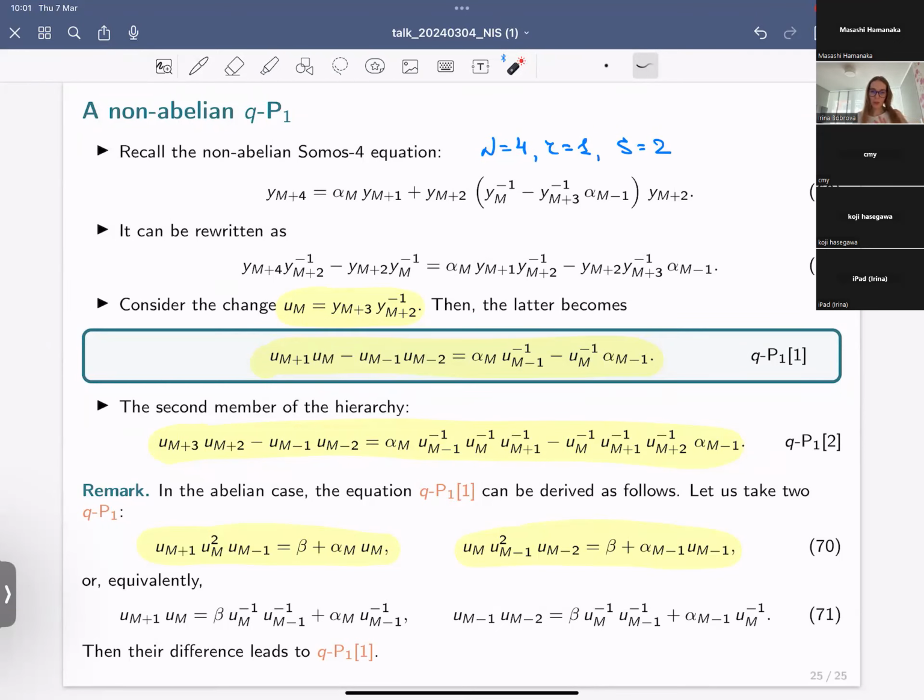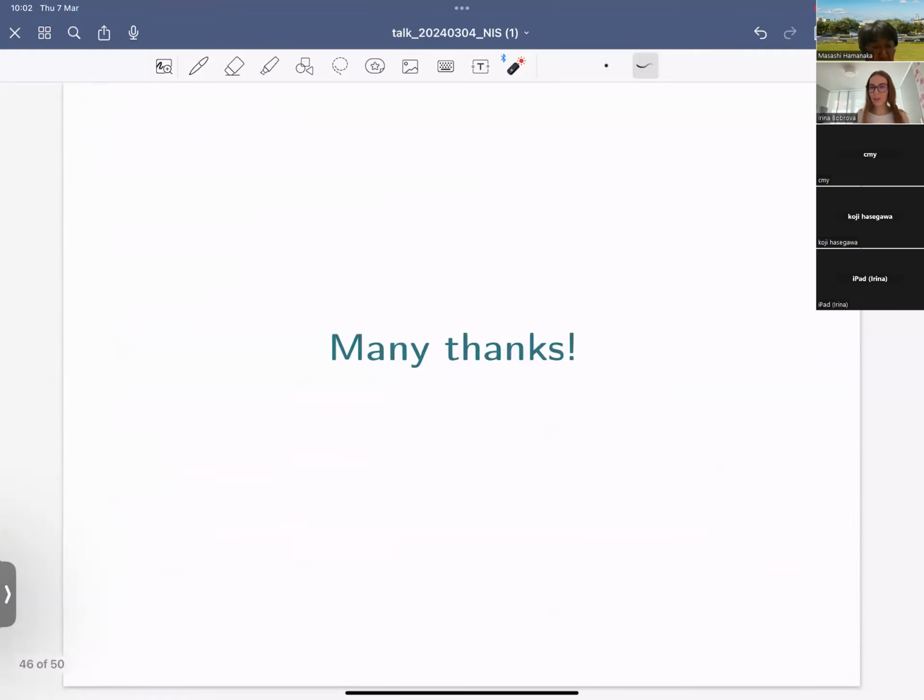This is just about the connection. Unfortunately, we can't derive the non-abelian Painlevé-1 equation from this expression without knowledge of it, but starting from the Painlevé-1 in the commutative case, we can rewrite it in this form in order to obtain the commutative form of the non-commutative equation. So let me stop here, and thanks a lot for your attention.